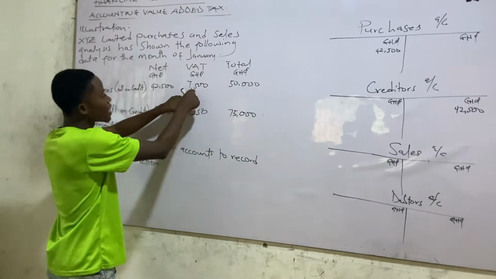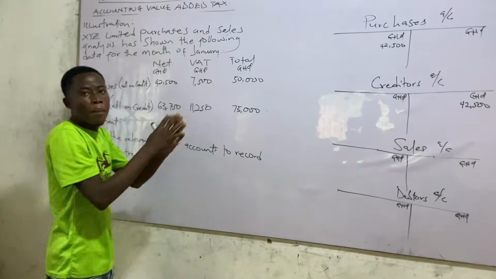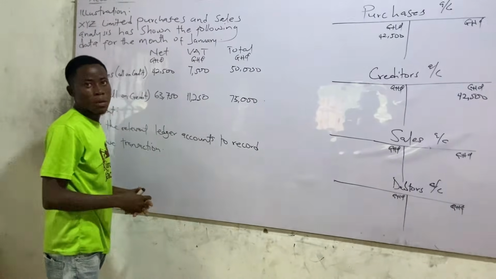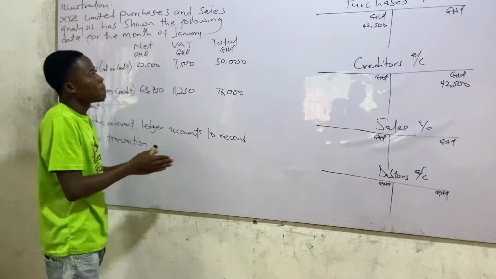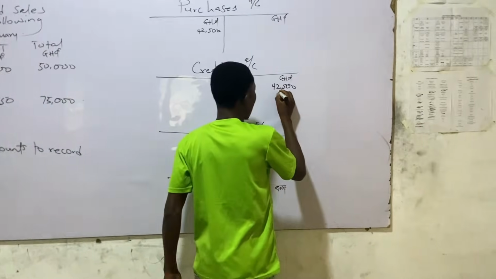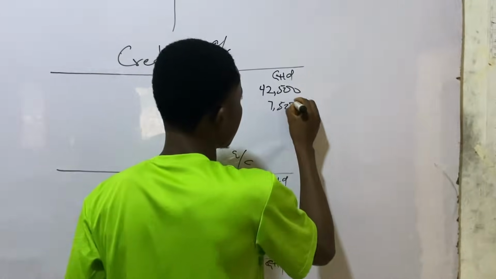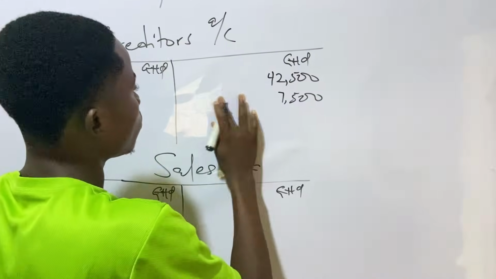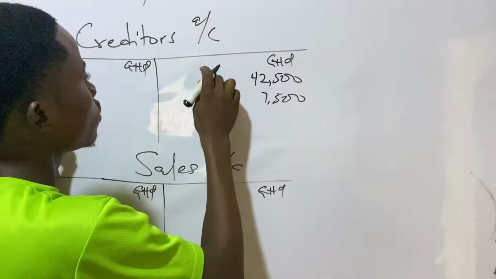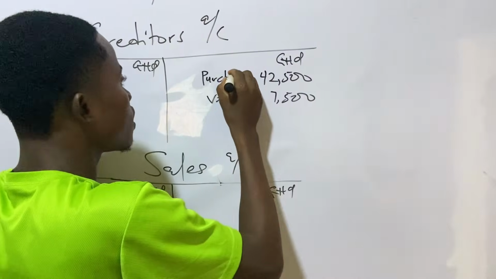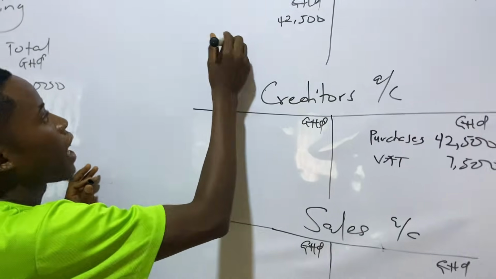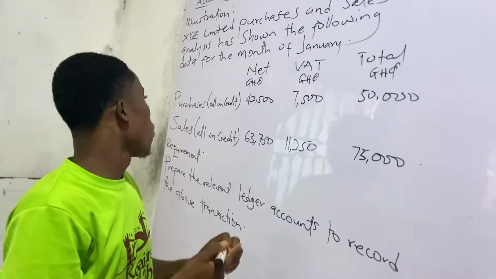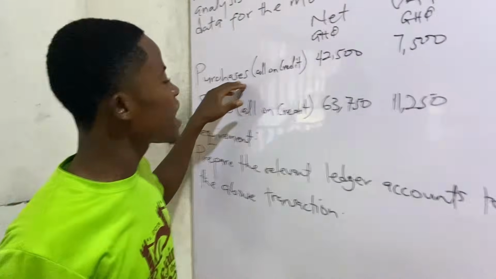Also we have our VAT amount of 7,500. That's part of the total amount we are supposed to pay to our creditors. So this 7,500 is also supposed to show in the creditors account, because that's the total amount we are supposed to pay to our creditors. So we have 7,500 here, and the narration will be VAT. So this is what we've recorded for the first purchase we made.